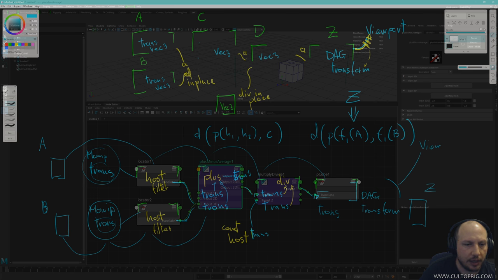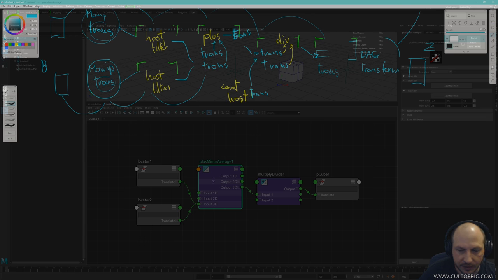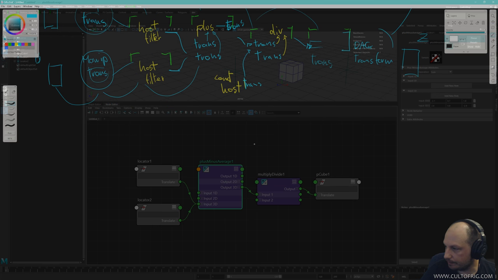It doesn't do this thing where you have just the data and then your edges are actual operations, because the nodes represent both the data and the operation. Still making sense? I hope so. Now, what Maya does, and this is pretty important, is Maya in these nodes.